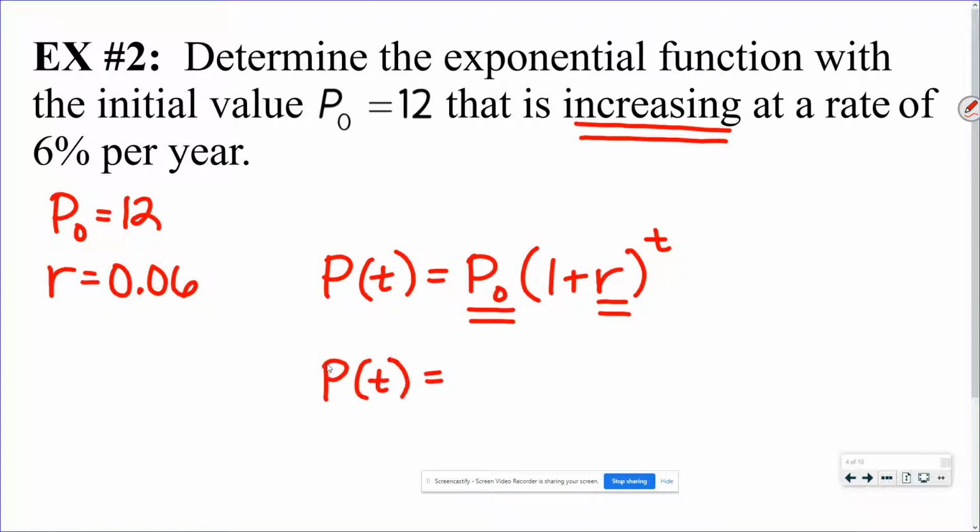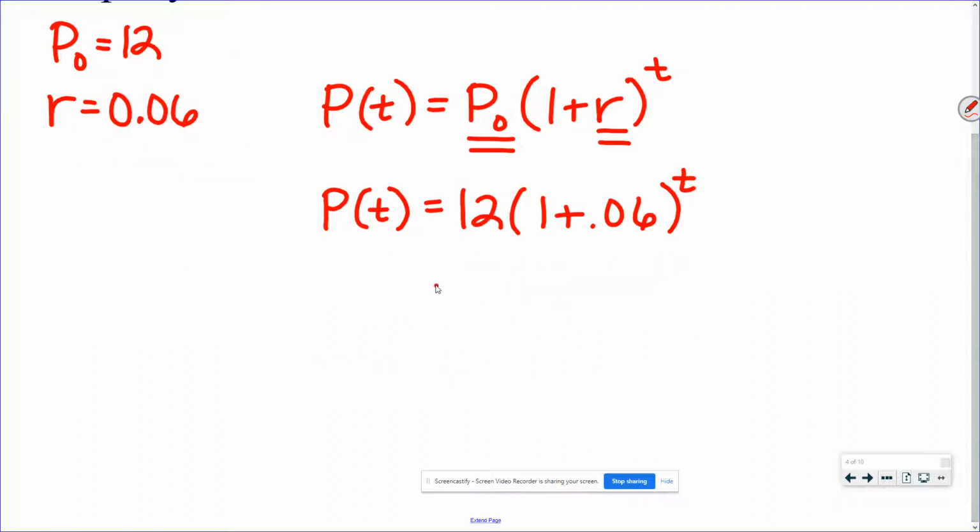So for P sub 0, it said that was 12. R, we said, is positive 0.06. T is a time that'll change, so we'll leave it as T. And we're going to do one more easy step, which is just to add and simplify the numbers in the parentheses. So that would be equal to 1.06 to the power of T. That's it.